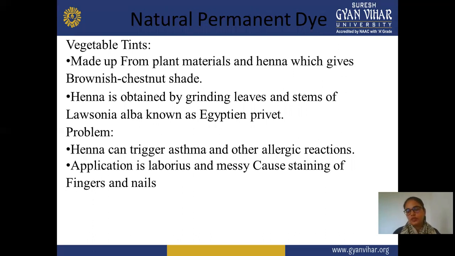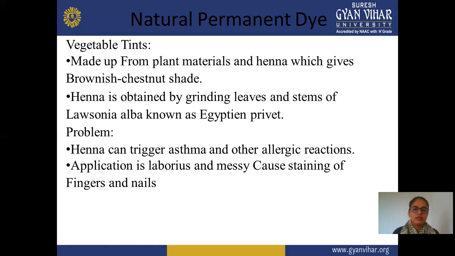And this is more preferred nowadays because it's natural and has no chemicals, or maybe fewer chemicals are present. It's natural in color and gives a permanent color to your hair. In this, mainly we are using a natural permanent dye made up of plant material, henna, with a brownish shade. It is made with the help of plants, and henna is also used, and it forms the brownish shade type color.